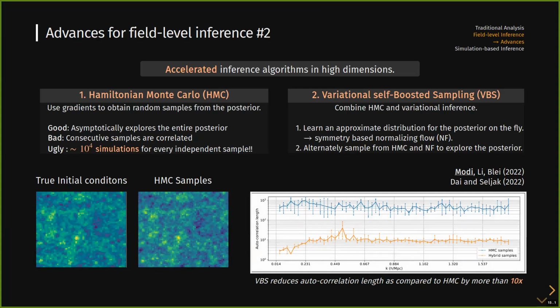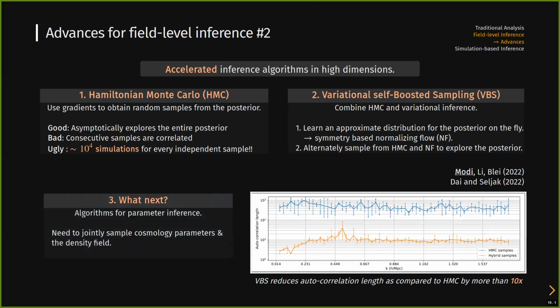In the first step, you do a small HMC chain and you try to learn an approximate distribution for your posterior. In this particular case, we developed symmetry-based normalizing flows to learn this distribution. And in the second step, you start alternatively sampling from HMC and the normalizing flow. The samples generated from the normalizing flow are independent of each other, and so they help us reduce the correlation length. That's what I'm showing in the figure at the bottom. The blue line here is, again, the correlation length for HMC samples. For variational self-boosted sampling, the correlation length is of order 10 in this case.